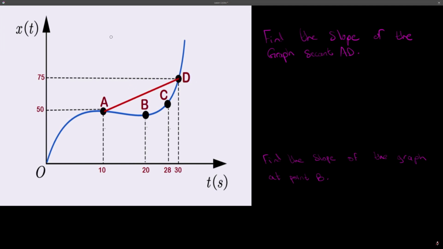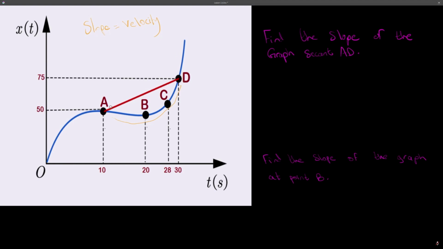So as we said before, the slope of any line on a position time graph represents the velocity. So slope is equal to velocity. So why draw a secant line? Well, if there's a curve over here and we want to find the average velocity, or we want to find the velocity, we need to find the slope of a secant line.